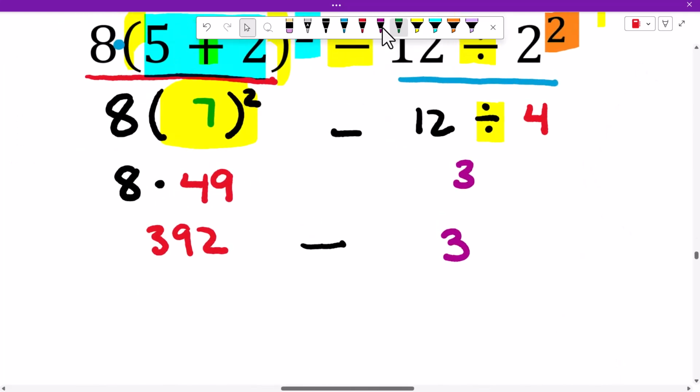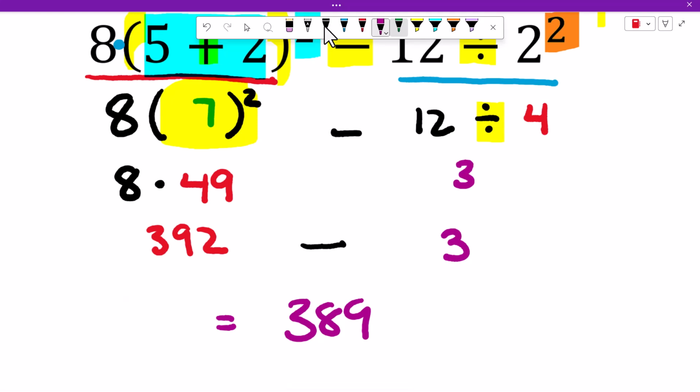So now 392 minus 3 is 389. I'm going to put a little equals right in the middle, because the subtraction combines to make the 389. That's it.